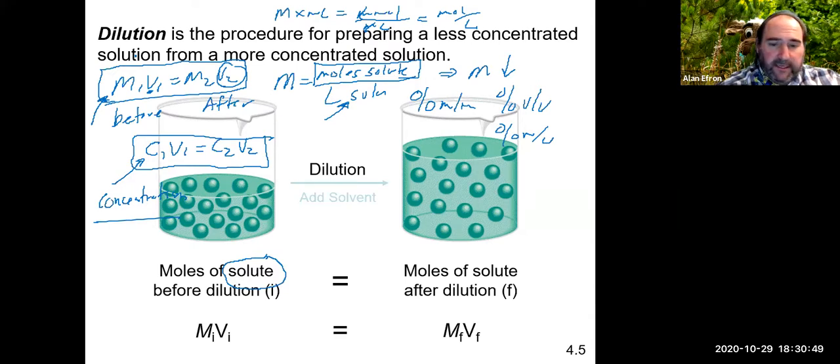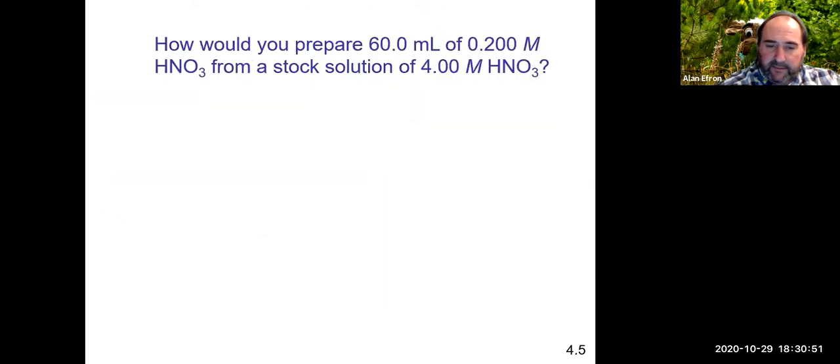All right, why don't you take a shot at this and see what you got? We want to know, how would we prepare 60 milliliters of a 0.2 molar nitric acid solution from a stock solution that has a concentration of 4 molar? So take a couple minutes, see what you come up with.